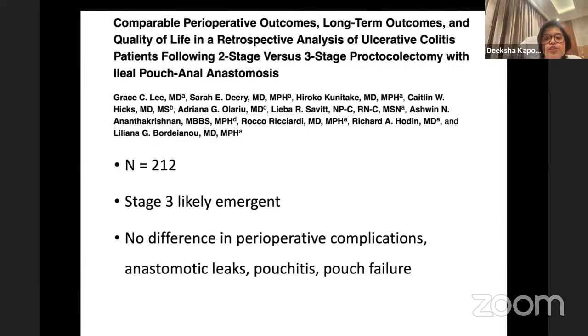So this is another retrospective analysis which looked at 2-stage versus 3-stage, in which the total number was 212, and it said something very obvious, that the stage 3 is likely in all emergent settings, and there was no difference in perioperative complications, anastomotic leaks, pouchitis, or pouch failures in 2-stage versus 3-stage procedures.